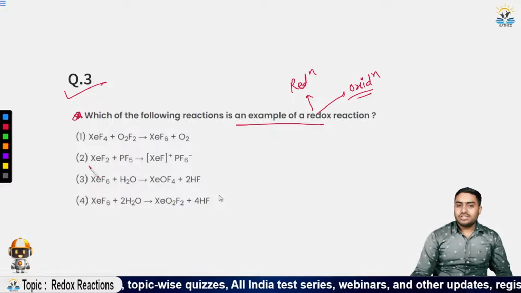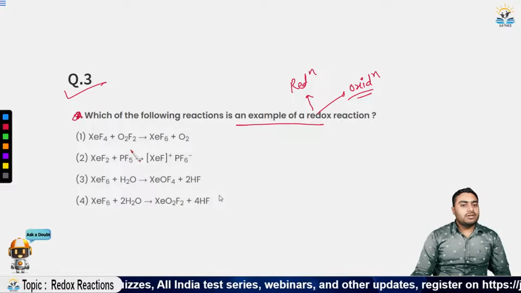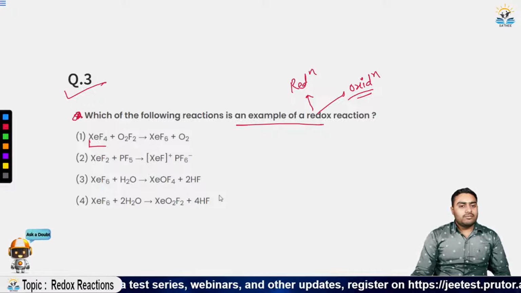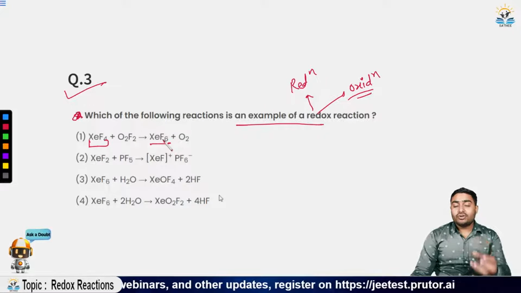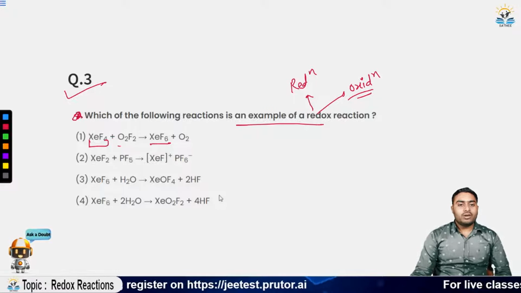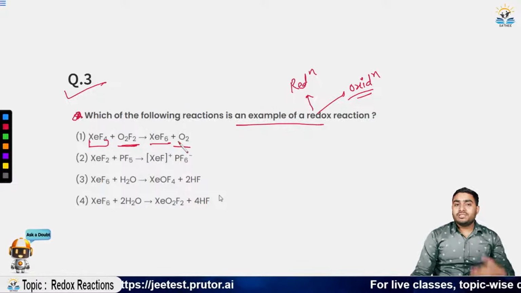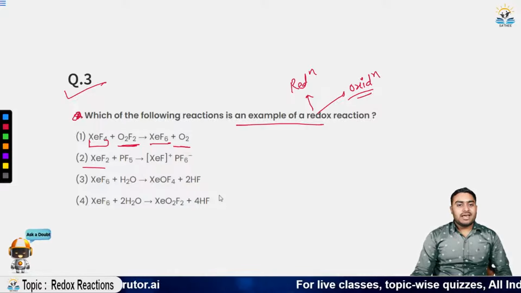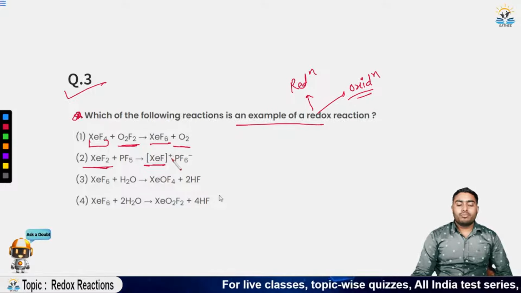So let's check the oxidation number. Okay, another method you can check, you can see XeF4 to XeF6, so addition of more electronegative element, right? Addition of more electronegative element. And O2F2 to O2, that means removal of more electronegative element. XeF2 to XeF positive, right?